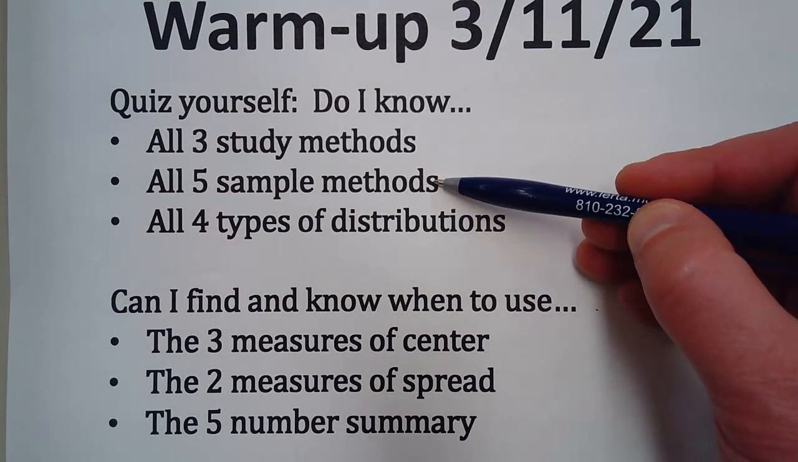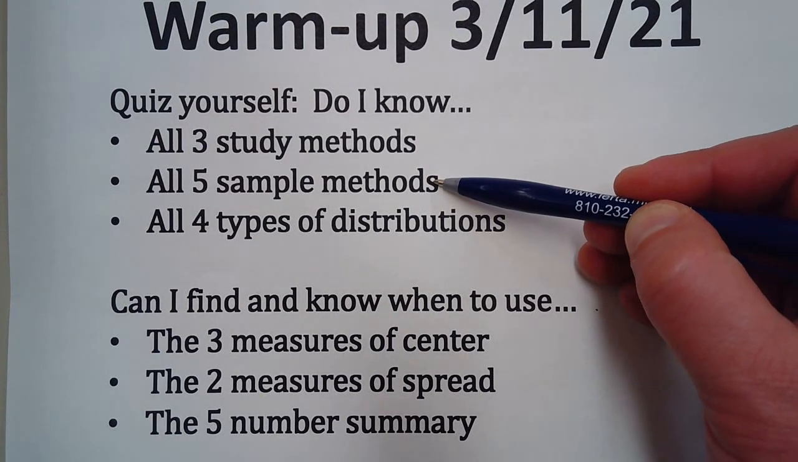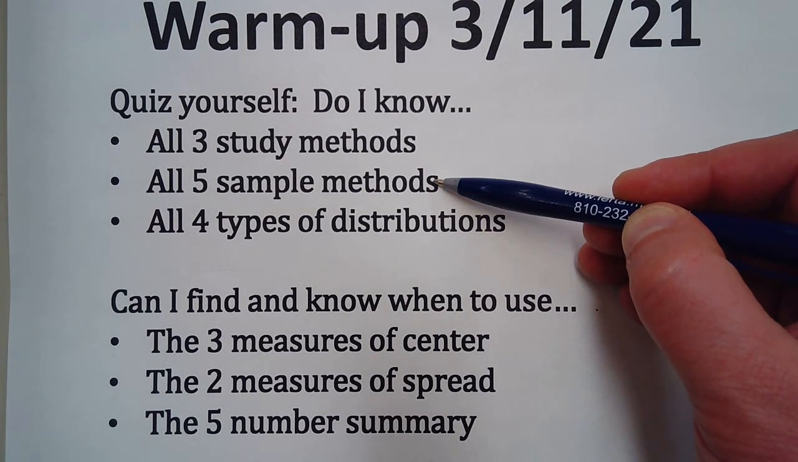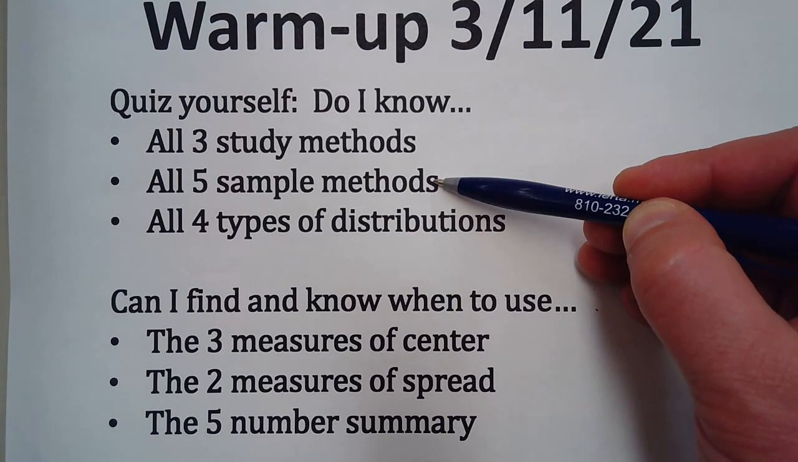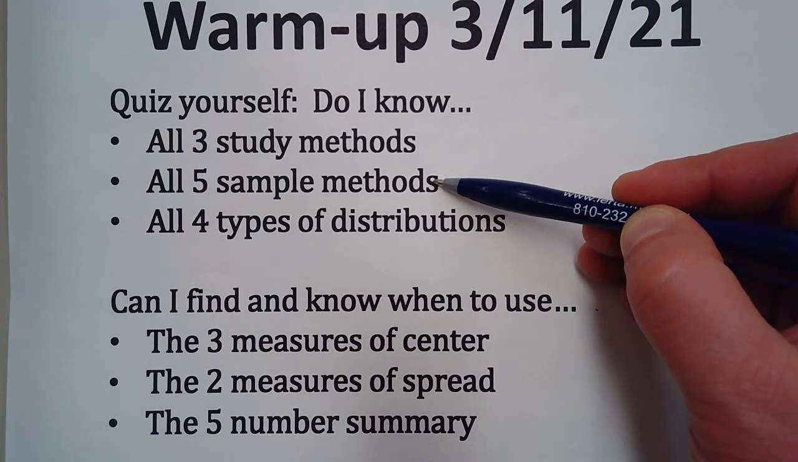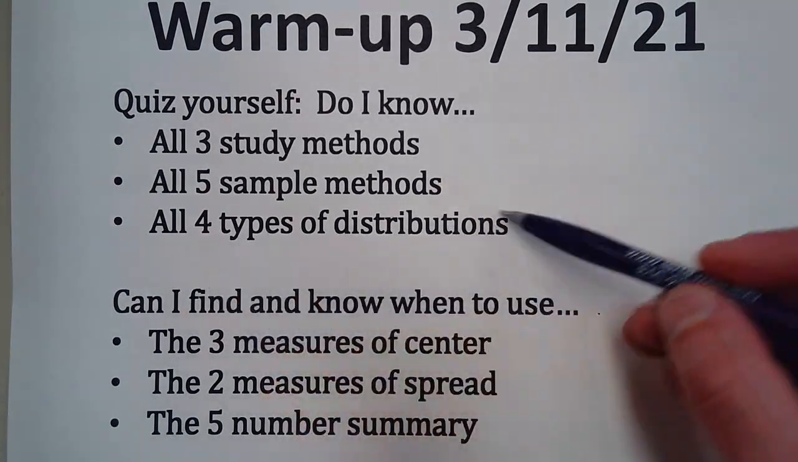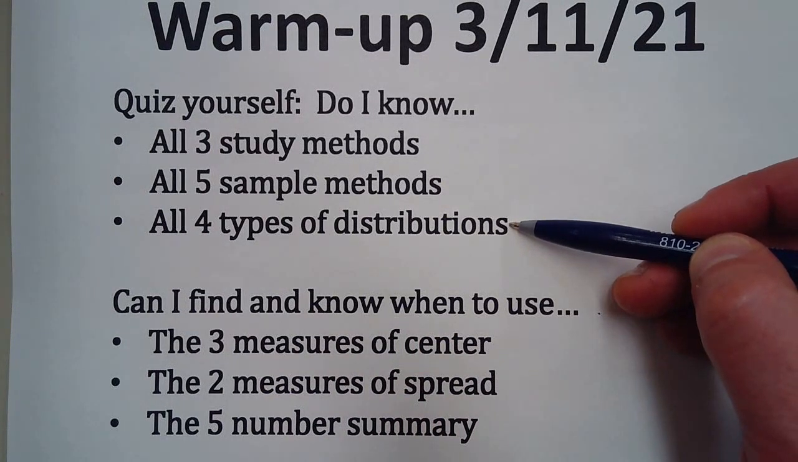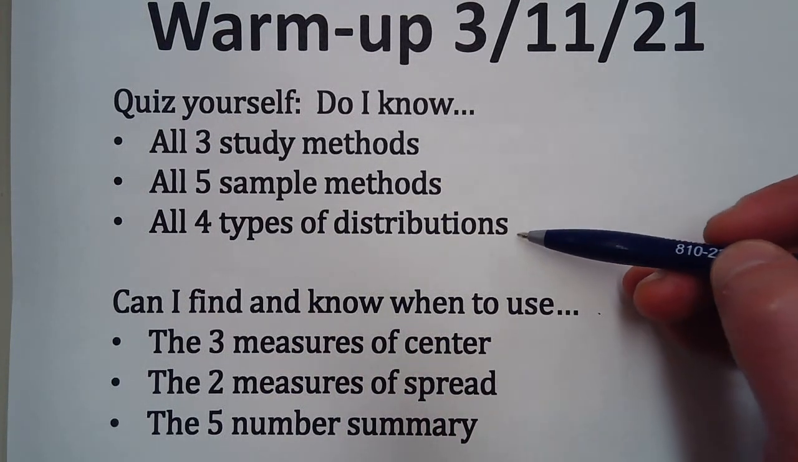Could you name all the sample methods? Stratified, systematic, convenience, self-selected, and there's one more. What am I missing? So we got stratified. Oh, cluster. Cluster would be the fifth one. Four types of distributions: skewed left, skewed right, normal, uniform.